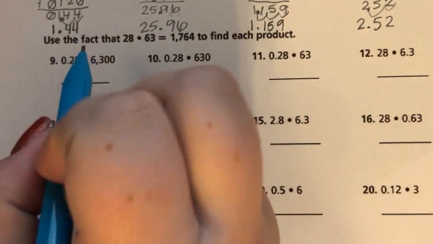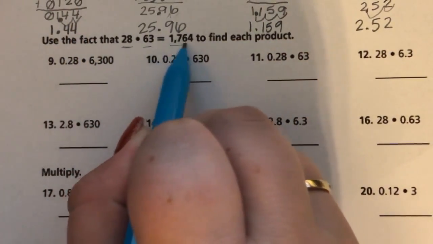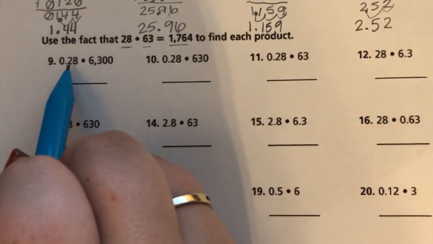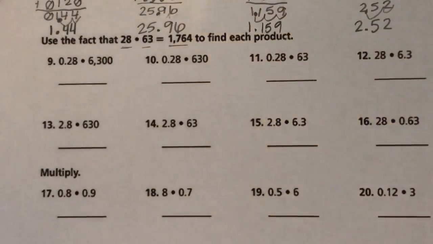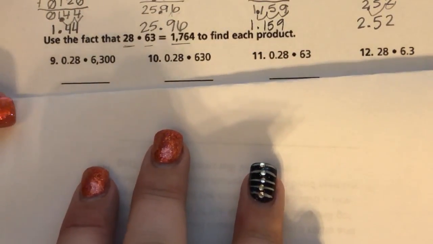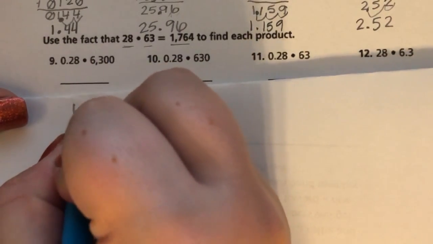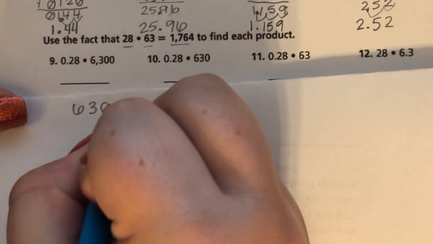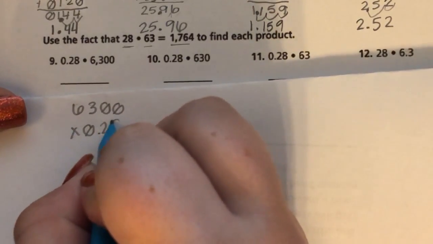It's absurd. So we know we're going to use this fact that 28 multiplied by 63 gives me 1,764. That's the product for it. Now you're going to see I'm going to go through each number for 9, 10, 11, and 12. And I'm going to actually multiply this out, not using a strategy.